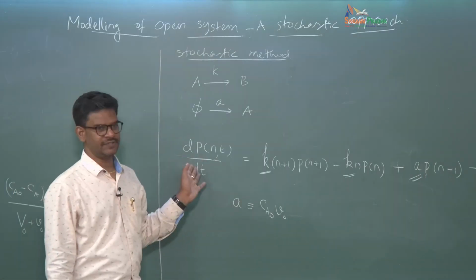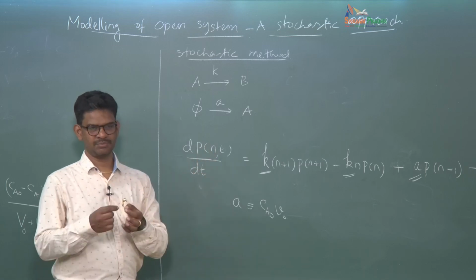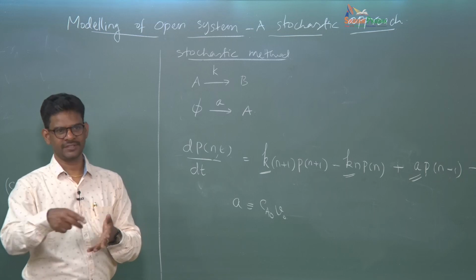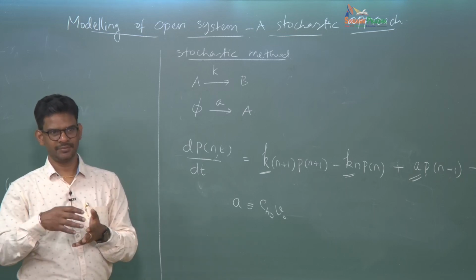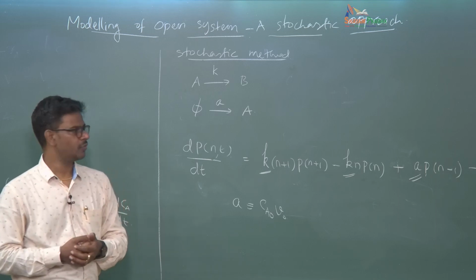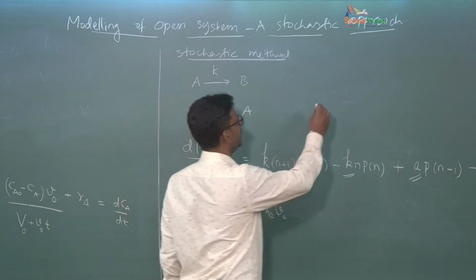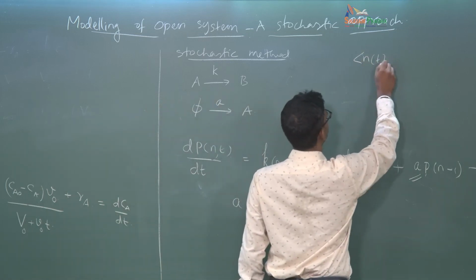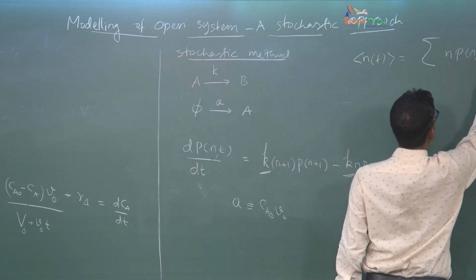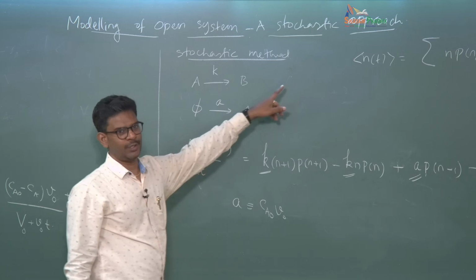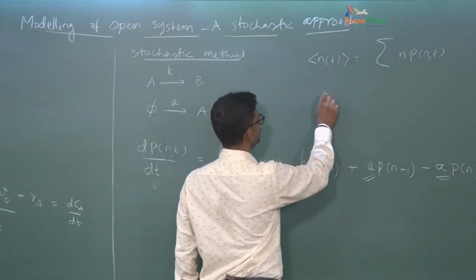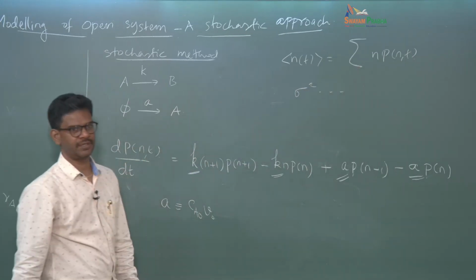Okay, so when you solve this, you will get P of n comma t. What is the probability of finding n molecules at time t? N can be 0, 1, 2, 3, 4, etc. So you are basically going to get a probability distribution of finding n molecules in a system. Why is that information important? If I have this, I can always find n of t by this. I'll get the mean value of n as a function of time t. And if you want, you can also get the standard deviation, variance, etc., because I know P of n comma t.